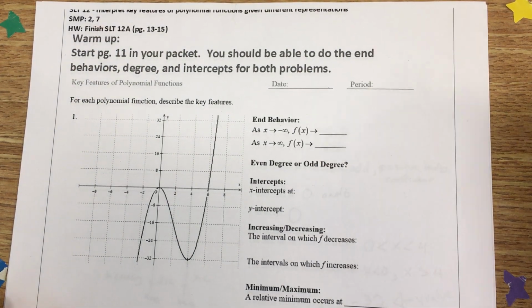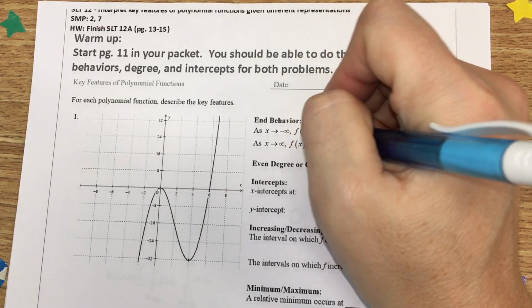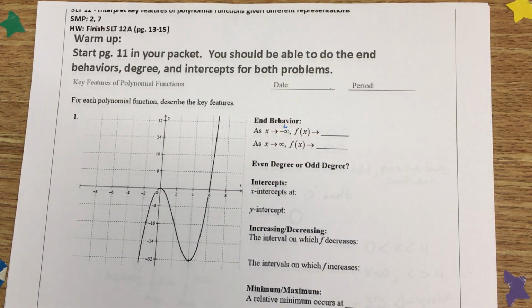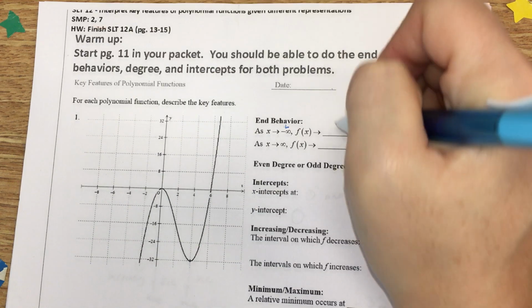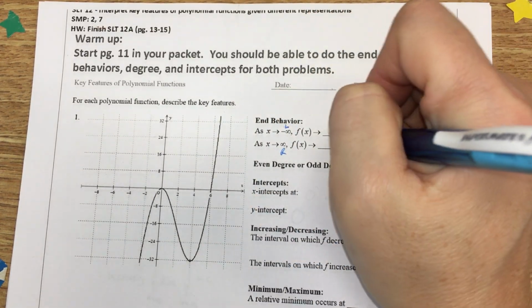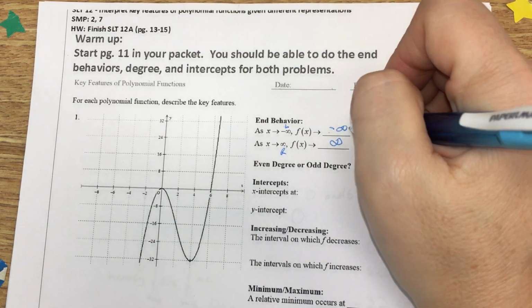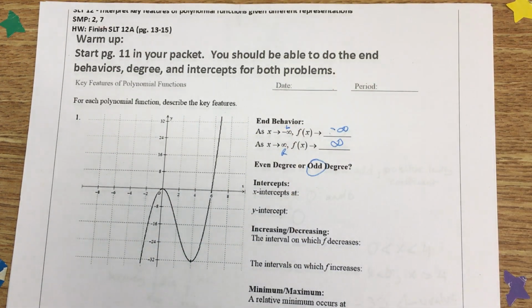Okay, so I'm going to start. If you haven't finished, go ahead and pause the video again. And I'm going to do the end behavior. So on the left side, as x goes to negative infinity, I see the function goes to negative infinity. On the right side, as x goes to infinity, I see the function goes to infinity. Because the end behavior are opposite, I know that that is an odd degree.